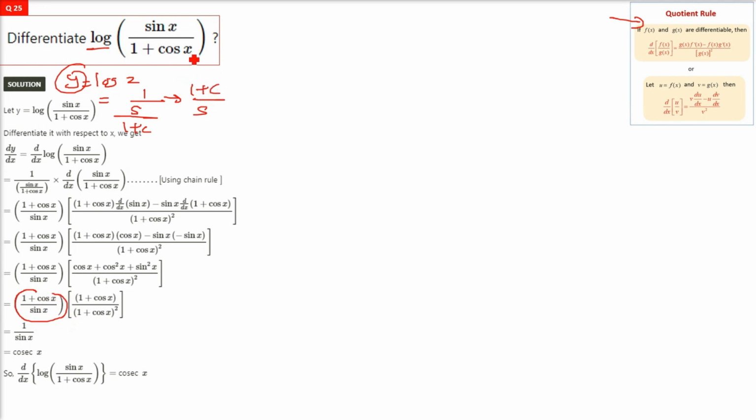Now the second step is to differentiate sin x by 1 plus cos x. That is u by v form, and this is going to be a quotient rule. Log x is simply 1 by x, which I already told you, and the answer we got for this is 1 plus cos x by sin x. So in order to differentiate this, assume sin x to be u and 1 plus cos x as v. So sin x by 1 plus cos x is u by v. If you are able to write this quotient rule to the examiner, then also it will be very well appreciated.